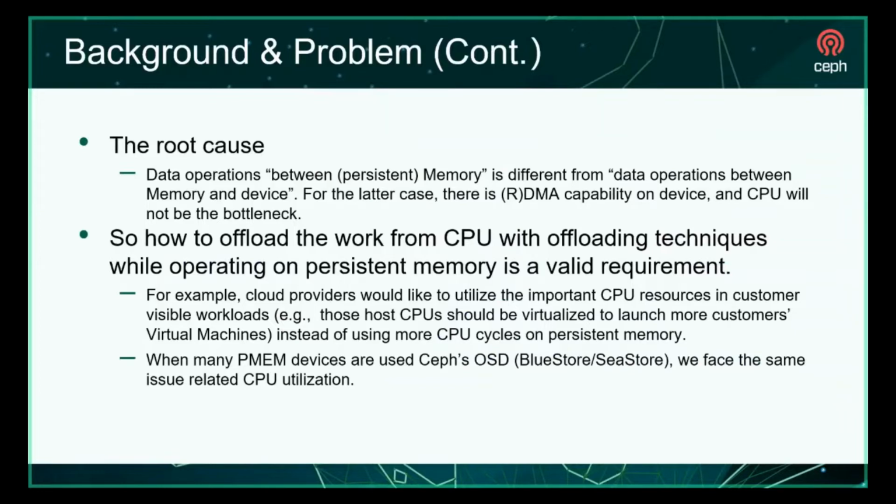For example, the virtual machines and the workload inside the virtual machines, instead of using more CPU cycles on persistent memory devices. So if we can save the CPU resources on the persistent memory, there will be much more CPU resource remaining to run more virtual machines, and those cloud hypervisors will be happy with such usage. So I think this is a very common problem, and if we deploy many persistent memory devices in Ceph's OSD, for example, BlueStore or CyanStore, we will face the same issue related with CPU utilization.